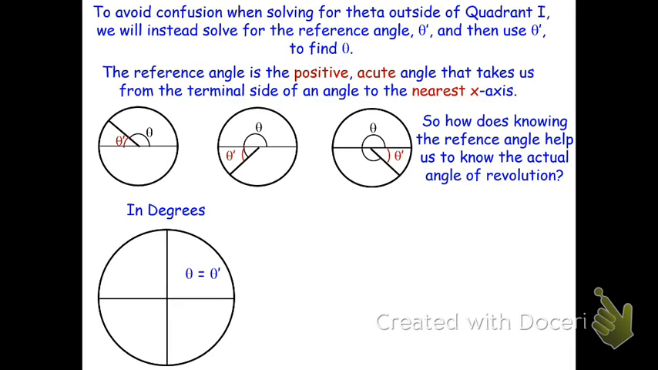Now when you get to quadrant 2, you're short of 180. And how much short you are is going to be that reference angle. So here, theta is going to be 180 minus theta prime. It's 180 minus your reference angle. Reference angle is how short you are from 180.